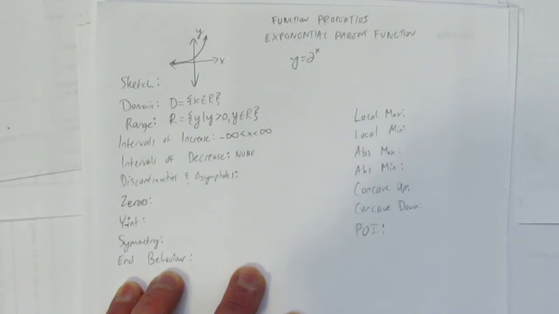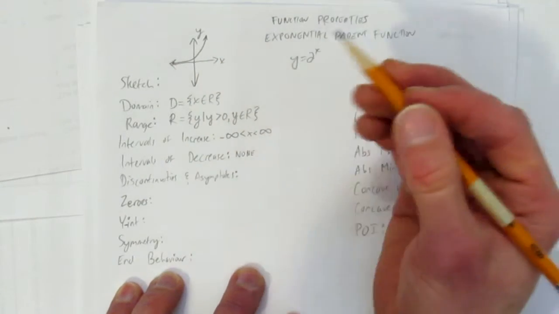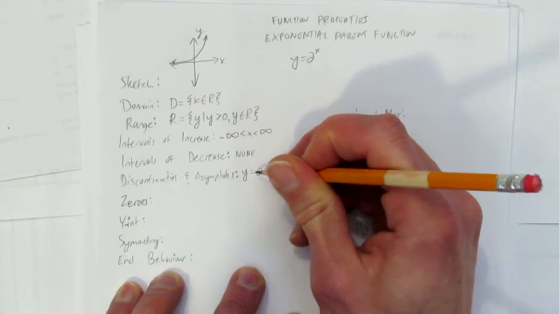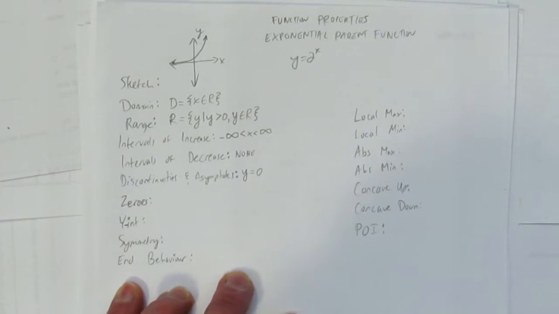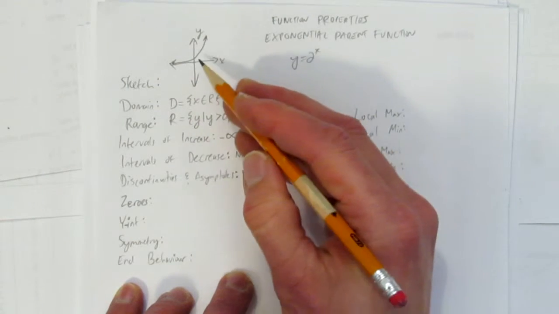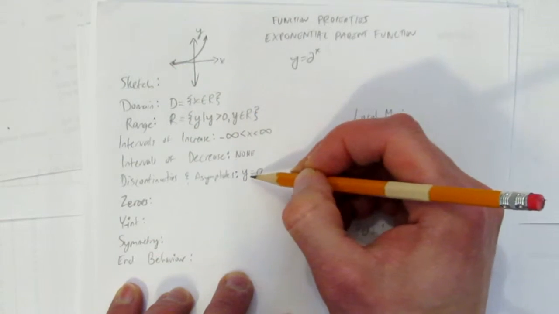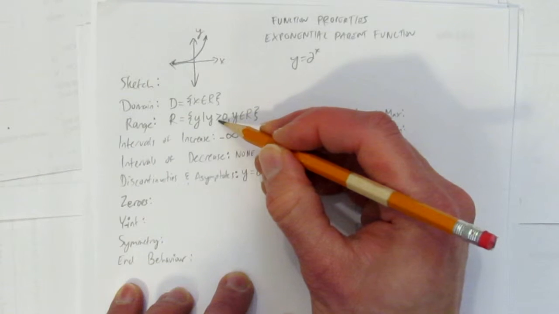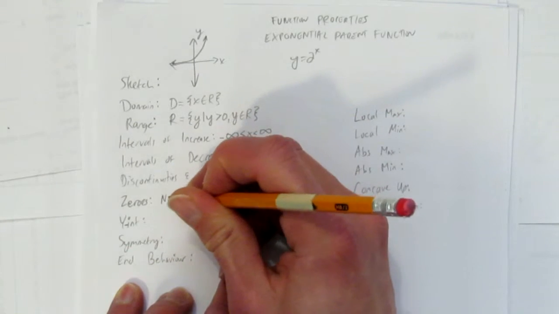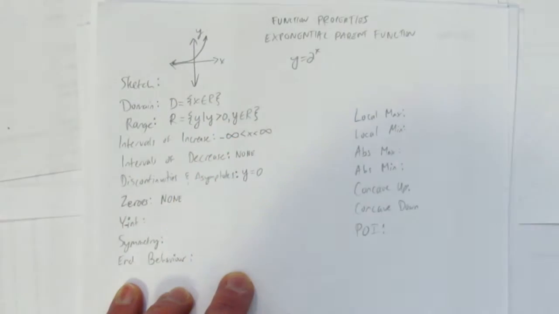Discontinuities and asymptotes. This function is continuous. However, it's worth noting, just as its property, that it has an asymptote, and that asymptote is y equals 0. How about zeros? Where does this function hit the x-axis? Answer, it doesn't. As we just said, it closes in on this asymptote. It never hits the x-axis. It always stays above 0. So for zeros, we would write none, or NA.